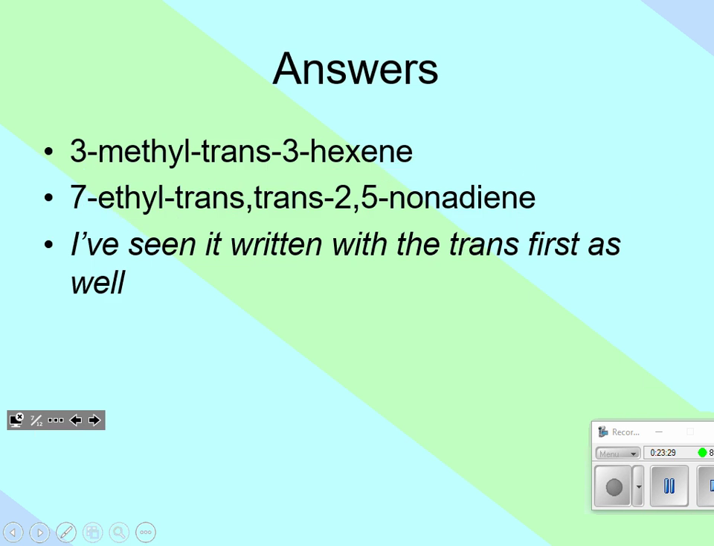That's why that second one is trans as well. And again, we'd have to label both of them. Trans, 2,5.